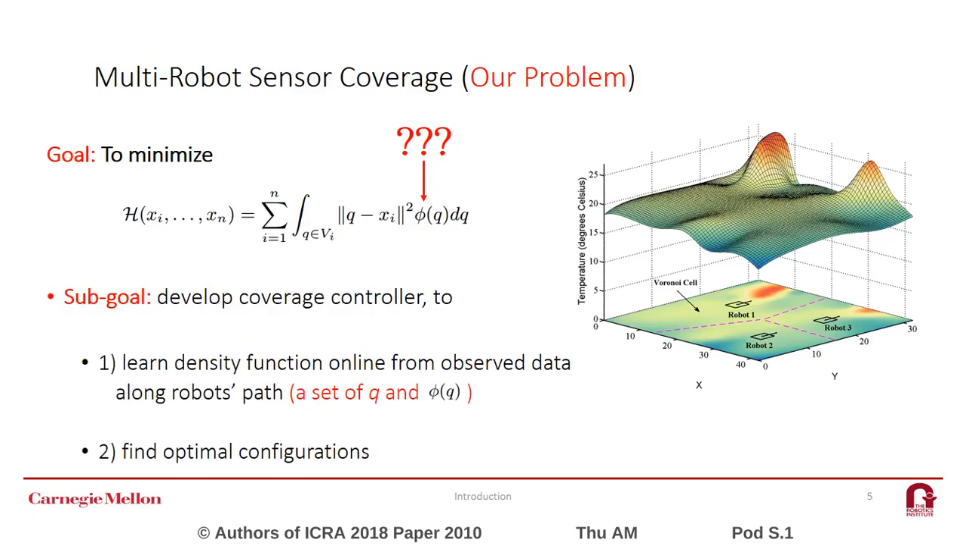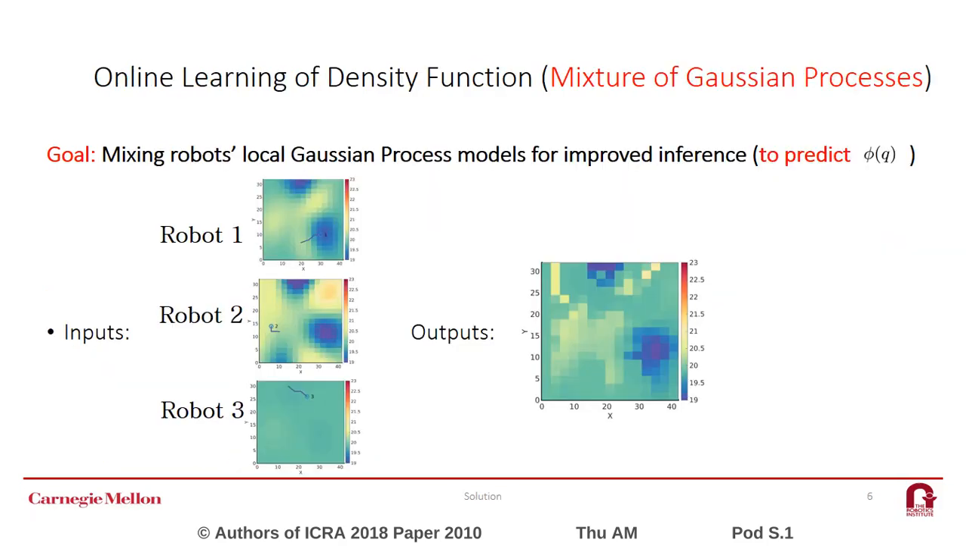And our sub-goal boils down into 2 parts. First, to learn the density function online from observed data along the robots' paths, and to find out the optimal configurations for the robots. For the learning step, each robot, as shown in the figure, is able to train local Gaussian process models to predict the density function over the field.